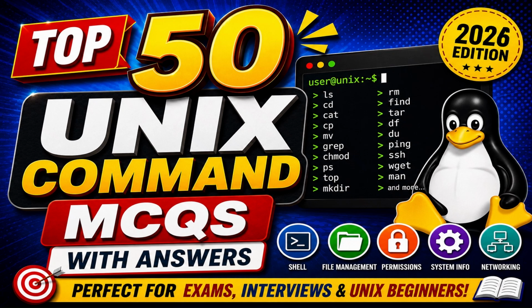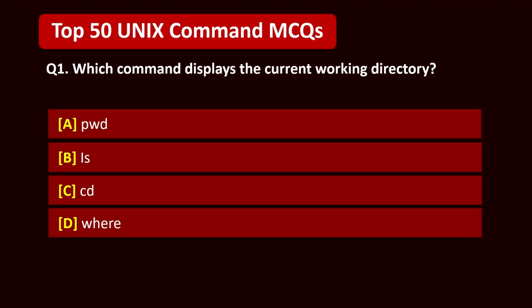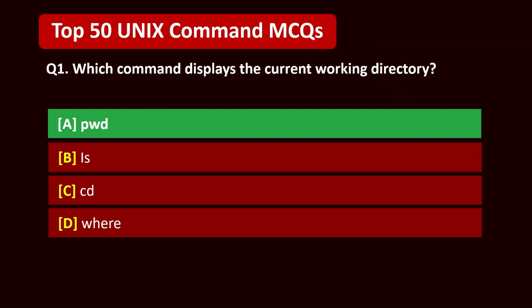Let's begin. Question 1. Which command displays the current working directory? A. pwd, B. ls, C. cd, D. where. 5, 4, 3, 2, 1. Correct answer is A. pwd.